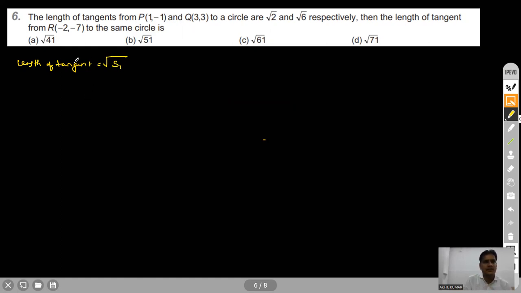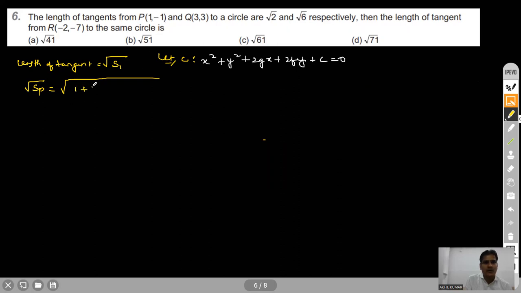So from P, I am writing it as under root of power of point P. Let me assume the equation of the circle. Let the circle be the general circle, that is x square plus y square plus 2gx plus 2fy plus c equal to 0. So we will apply here. The power of point P under root, what is the coordinate of P? That is 1 comma minus 1.